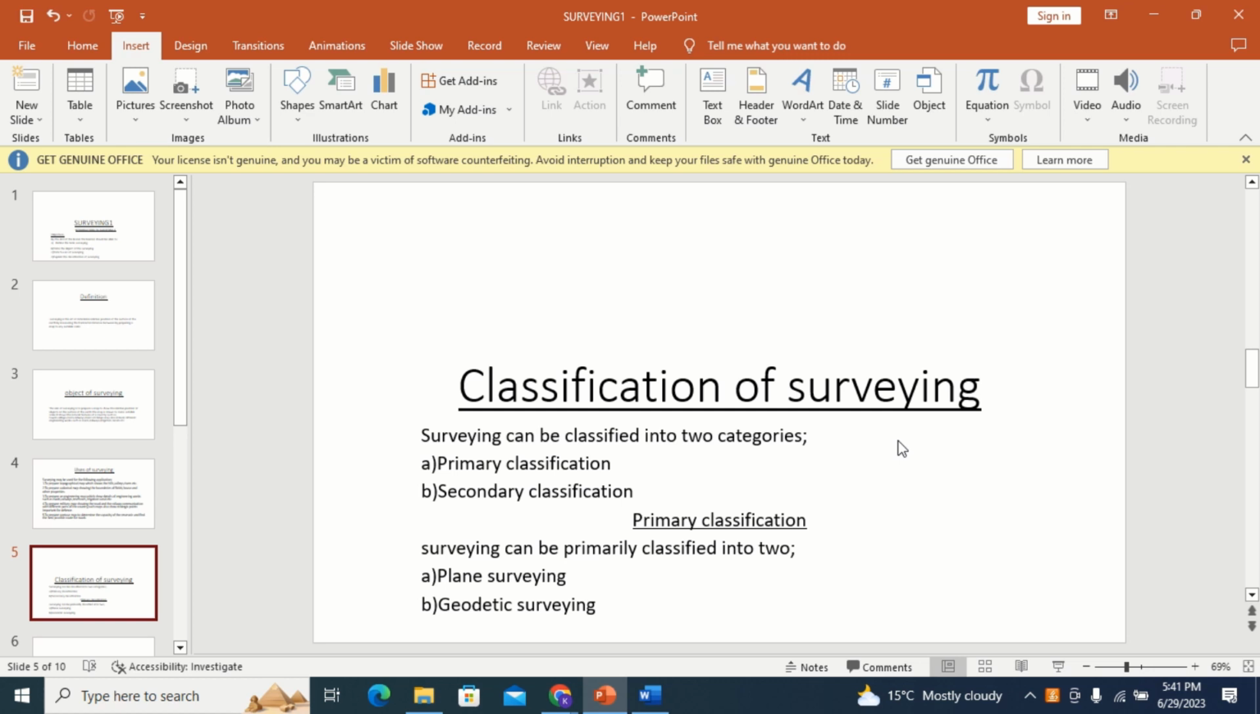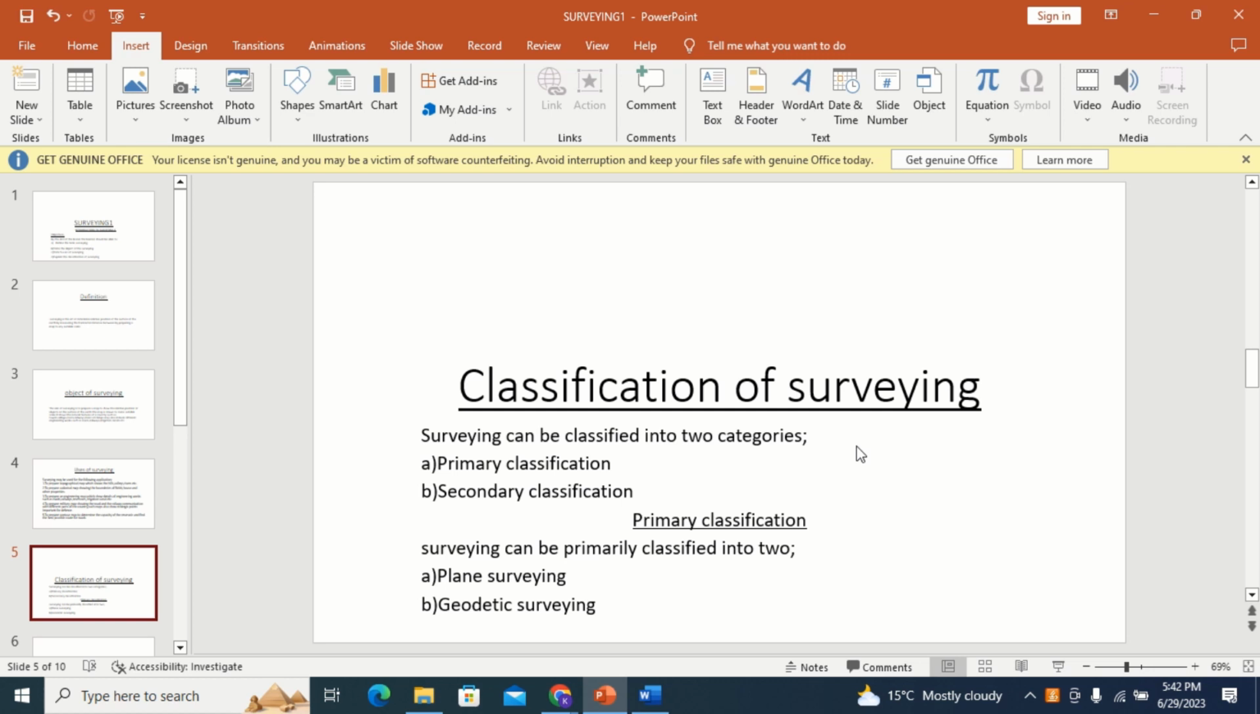I think for the classification of surveying, there are two categories. One category is the primary classification. The second one is the secondary classification. Starting with the primary classification, it is divided into two: we have plane surveying and geodetic surveying. Thank you for being able to read the classifications of surveying.